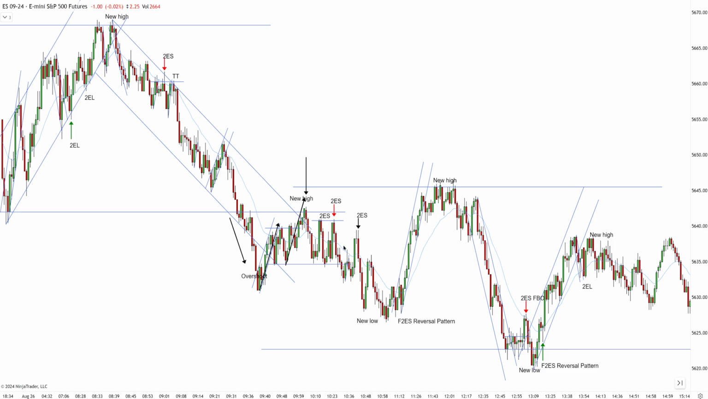A few decent setups. It's a shame we didn't get some textbook setup here below the EMA. You have to sell above the EMA. This was a little bit choppy here, but overall, it was pretty solid.